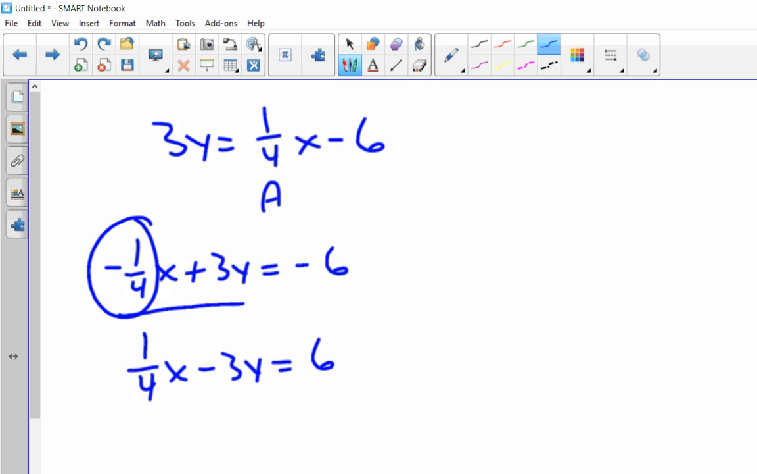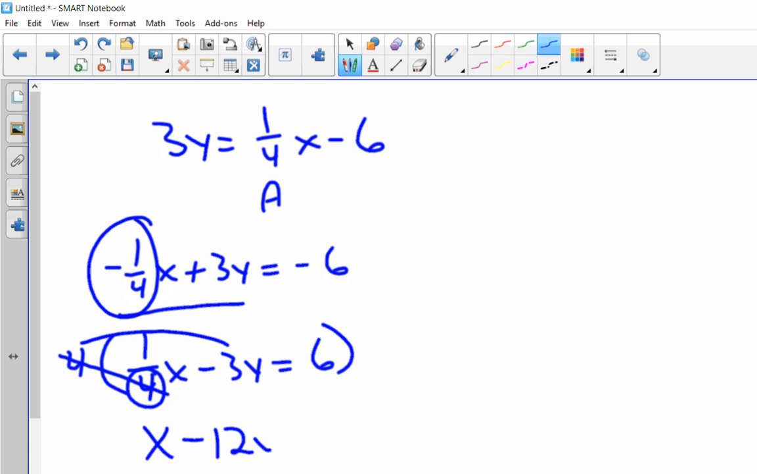Basically all the signs are going to change, but I'm still stuck with, hey, I got to get rid of the fraction. Well, to get rid of the fraction, I multiply everything by the common denominator. In this case, it was that 4. Okay, so when I multiply it, remember those 4's cancel out here, so it leaves me with x. But 4 times -3 is -12y, and 4 times 6 is 24.